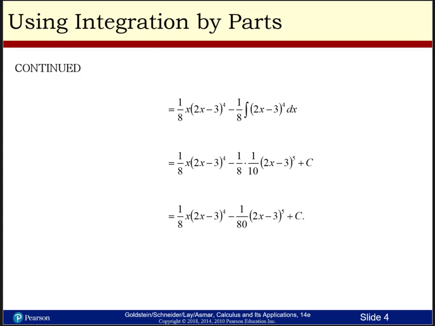So let's look at this. What did we do? We said that we're going to perform this particular integration because this first term's already done. So we're going to do this integration using our other techniques. That would end up being minus 1/8 times 1/10. That has to do with this 5 and this 2. And then that would be 2x minus 3 quantity to the 5th plus c. And then simplifying that, we get 1/8 x times 2x minus 3 to the 4th, minus 1/80 times 2x minus 3, all raised to the 5th plus c.